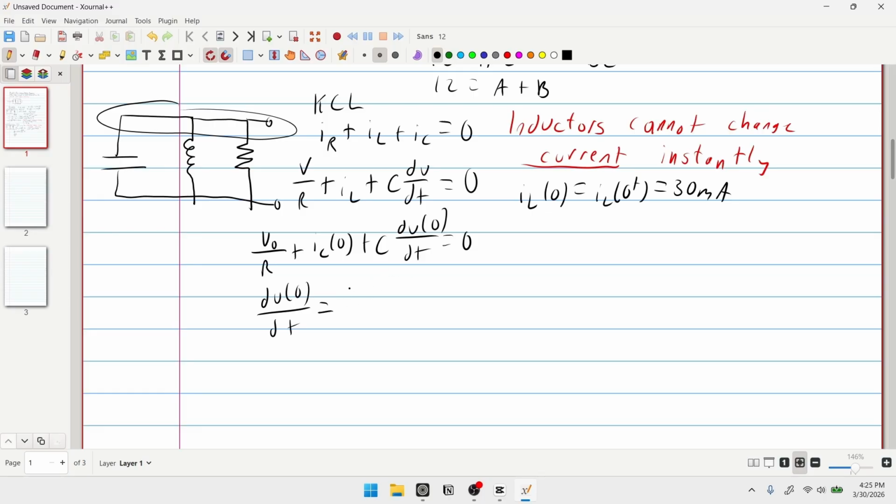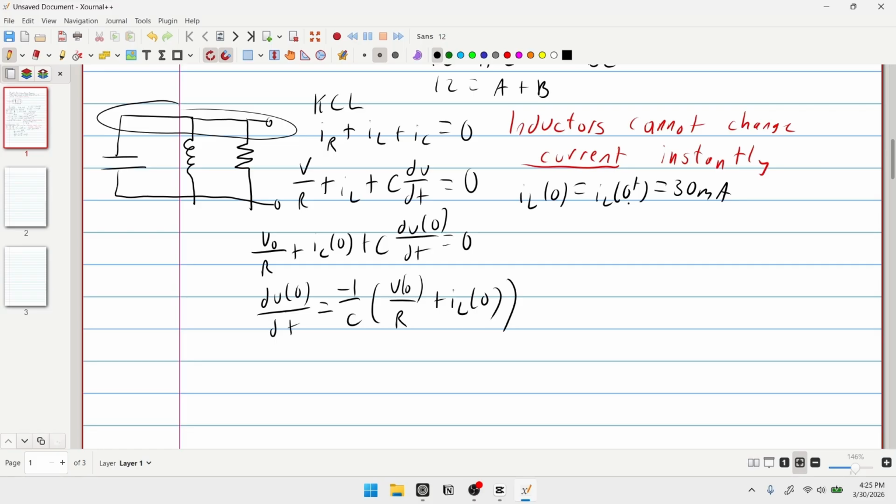So we should get -1 C P O R. This is just the initial IL 0. Alright, so this is our dV dt.